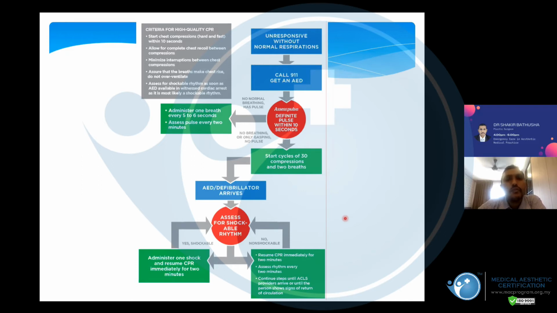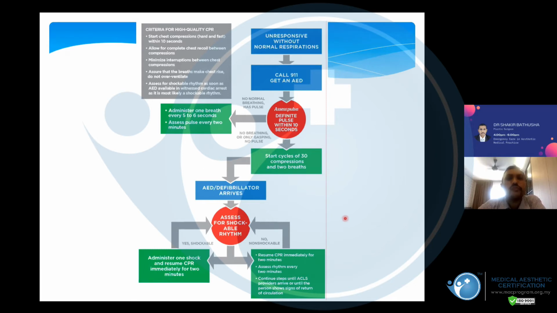Okay? So what you need to do is assess the pulse first. Okay, first thing is pulse. You check for 10 seconds. If there is no normal breathing, but the patient has a pulse, all you need to do is to provide them with rescue breathing at the rate of 1 breath every 5 to 6 seconds. And this has to be done for every 2 minutes, and then you reassess again the pulse and breathing. If, let's say, the patient has no breathing or only gasping with no pulse, it's a clear indication that you need to start the chest compression.